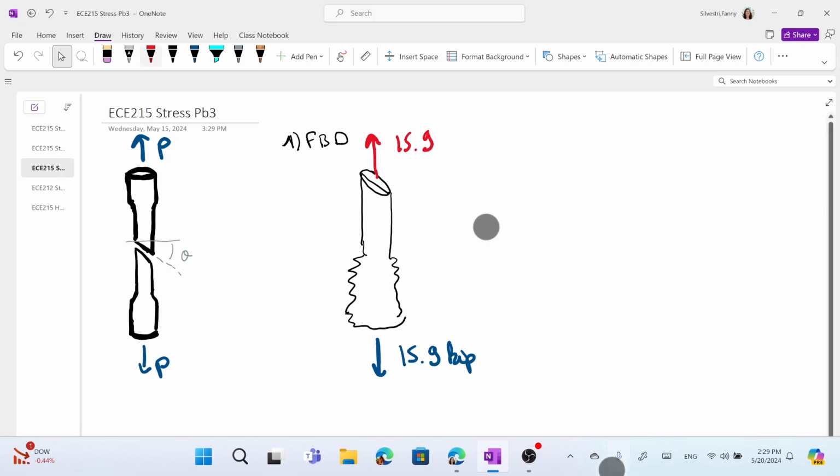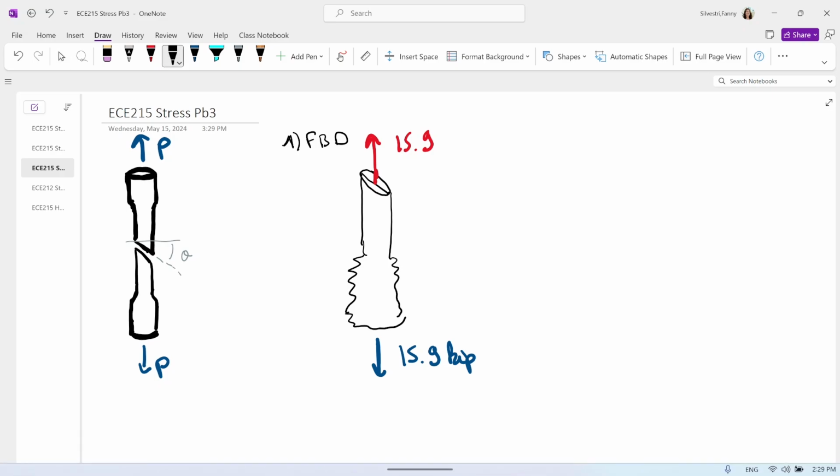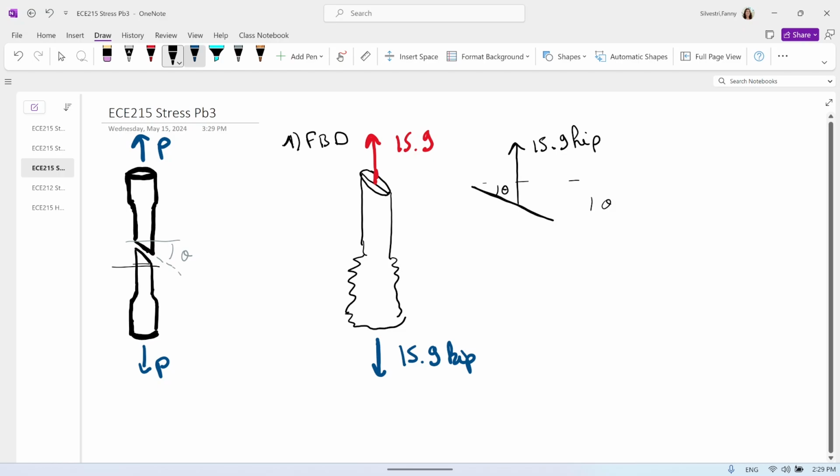So now we need to study this little surface there. We have this surface like this, and we have this angle theta. In this case, we are on the bottom, but if we take the top, the angle theta is there. So this is the angle theta, and this is the force, 15.9 kilopounds. Here we go.